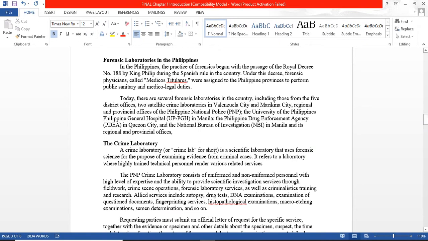The crime laboratory, or ginatawag na crime lab in short, is a scientific laboratory that uses science for the purpose of examining your evidences na ginakollect nyo sa mga criminal cases. It refers to the laboratory where highly trained technical personnel render various related services. Ibig sabihin, pwede ang tao nga naka-undergo training makaobra sa crime lab. Hindi lang police, okay? Hindi lang medtech. Ibig sabihin, need nila anay mag-undergo sang training para makaobra sila sa crime laboratory.